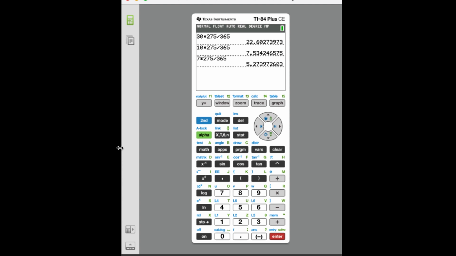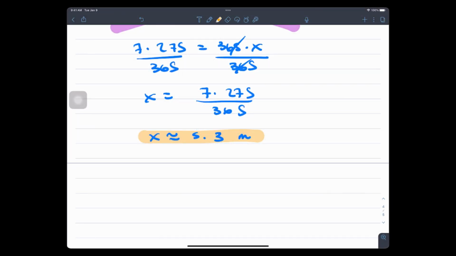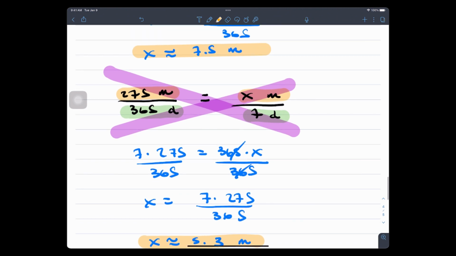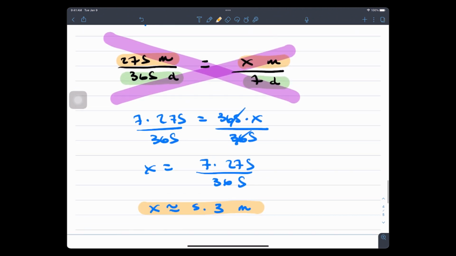That's 5.3, right? Because that's 27. So the nearest tenth, that'll be 5.3. 5.3 murders. So ladies and gentlemen, you're getting 5.3 murders in a what? In a week. 7 days. 7 days.